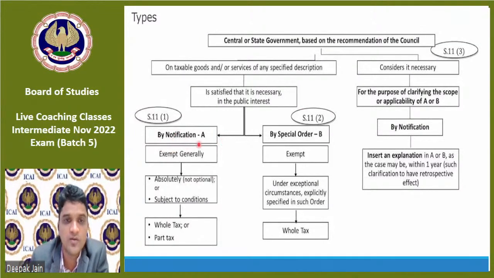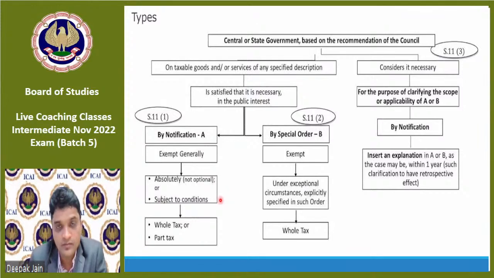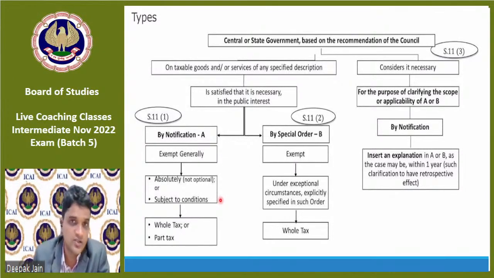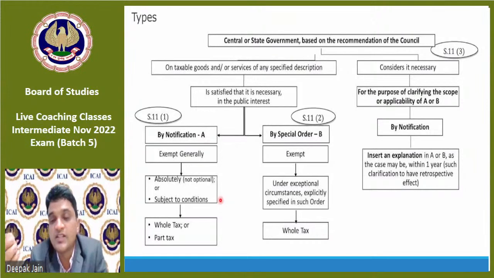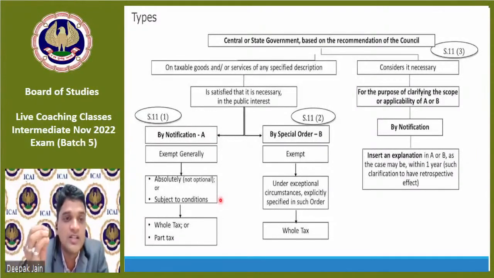Now this exemption by notification can exempt the goods or services generally, absolutely, or it could be subject to some conditions. Like some reverse charge cases we have seen, there is an exemption subject to the condition that input tax credit is not available. Like the GTA services, generally under reverse charge, but if the supplier wants to pay, he can pay it and claim the input tax credit. If he doesn't want to claim the input tax credit, then the rate is different. That is an example of a conditional exemption, wherein some conditions are attached.